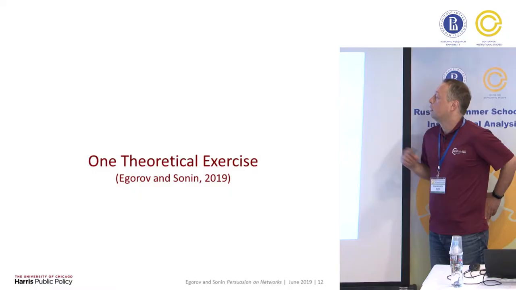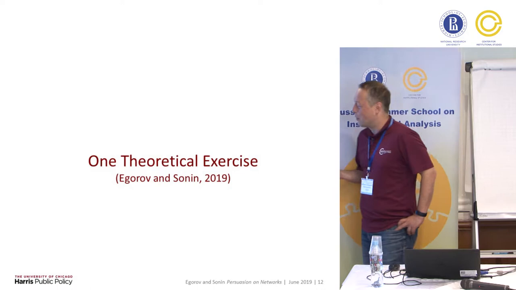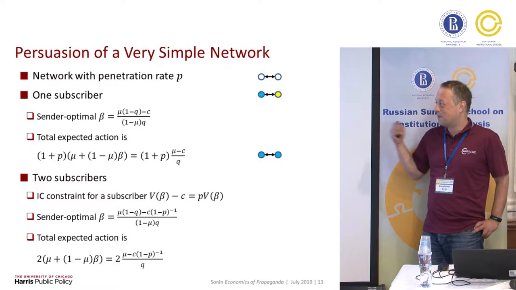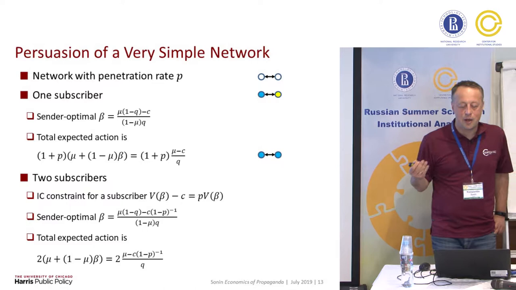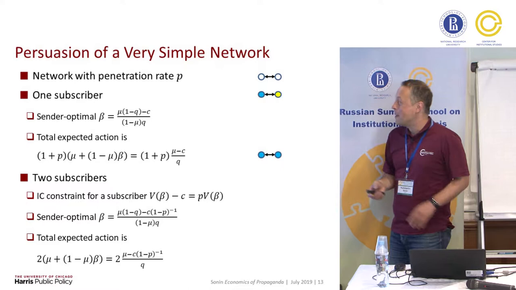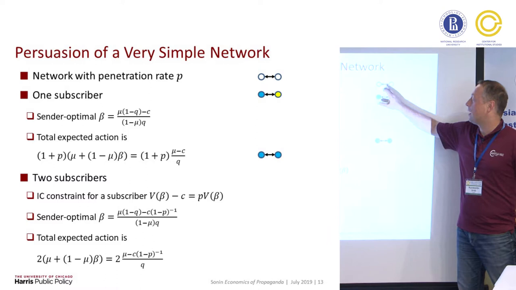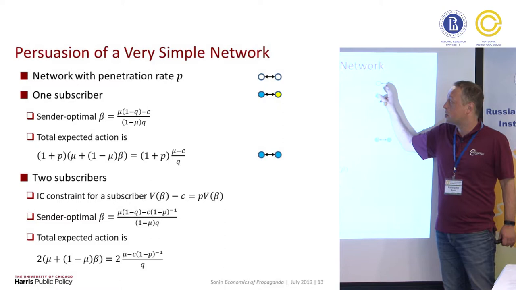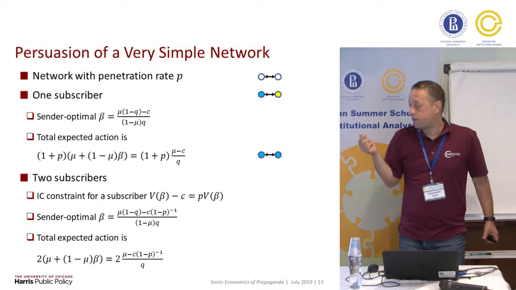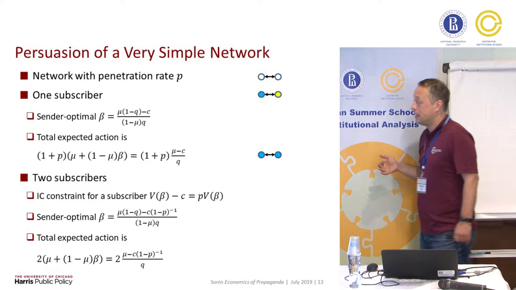Okay. So I'm going to go through a small theoretical application, just like an introductory example of our paper with Georgi Yegorov. Now it's the same exercise, the same persuasion, with the same notation. But now a person who is being persuaded is a part of a network, and this network has penetration rate P. This is an extremely simple network; in our paper there are many possible networks, but here it's just a network of two people. They are connected by an edge, and information flows through this edge with probability P. So if one agent is a subscriber of the media that we just discussed, then the other has the same information with probability P.